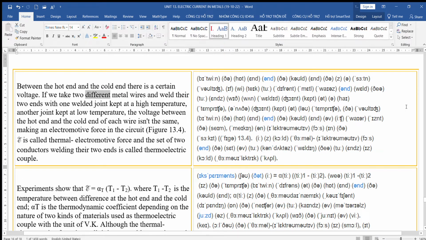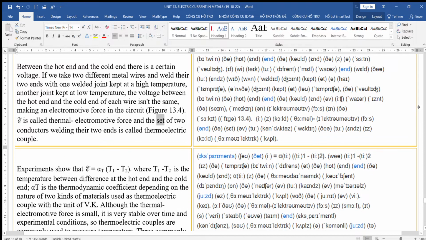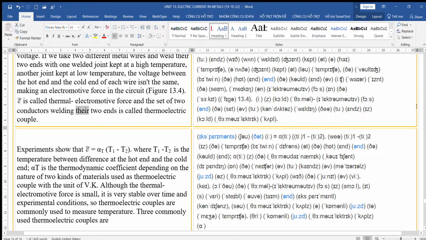If we take two different metal wires and weld their two ends, with one welded joint kept at a high temperature and the other joint kept at low temperature, the voltage between the hot end and the cold end of each wire isn't the same, making an electromotive force in the circuit, Figure 13.4. E is called thermal electromotive force and the set of two conductors welded at their two ends is called a thermoelectric couple.